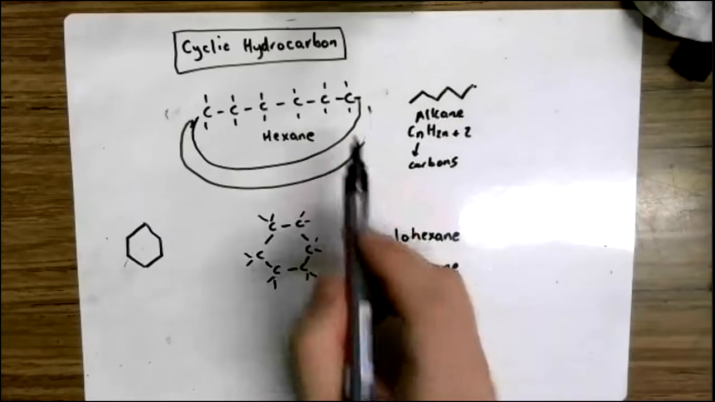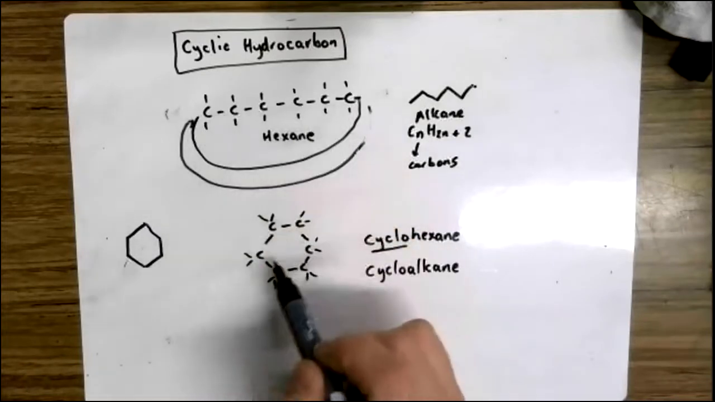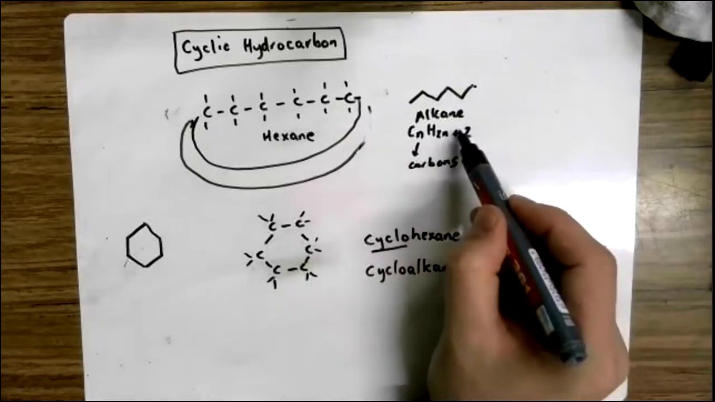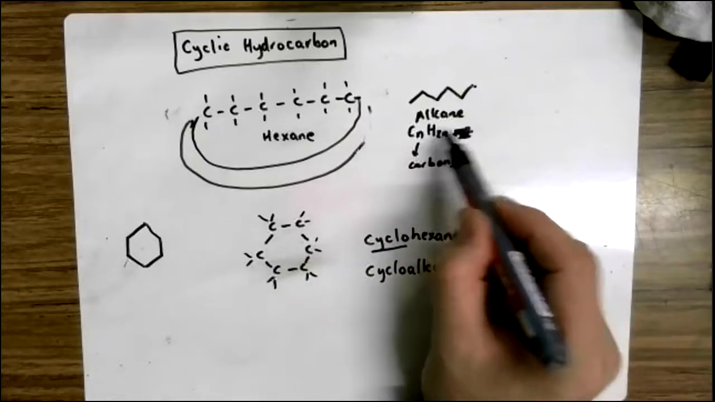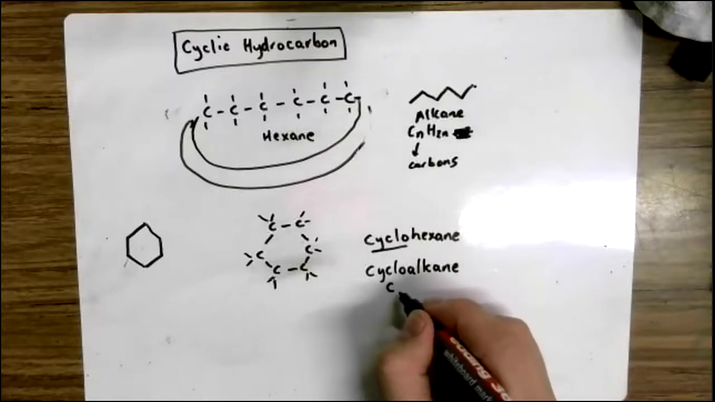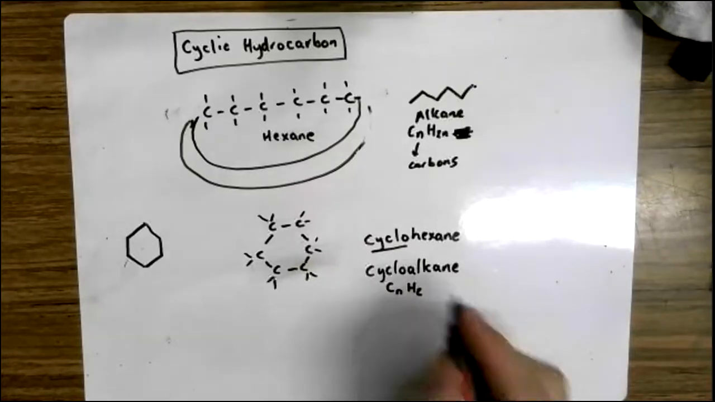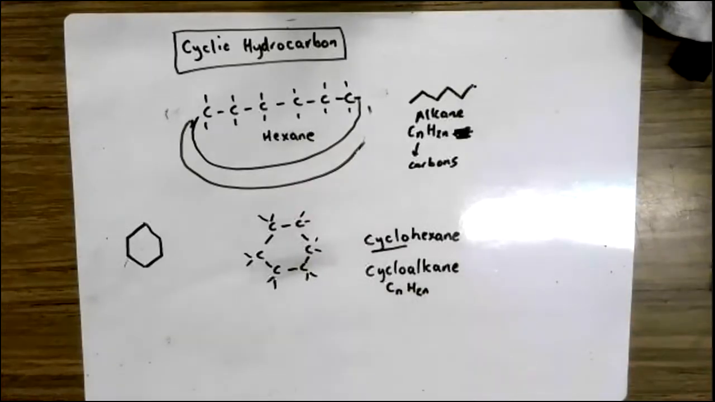Now, because we've had to remove 2 hydrogens to make space for the 2 carbons at the end to join together in a ring, we're going to have to lose 2 hydrogens. So 2 of these hydrogens are going to get dropped, which means cycloalkanes have the general formula CnH2n. So, what will the formula of this cyclohexane be?